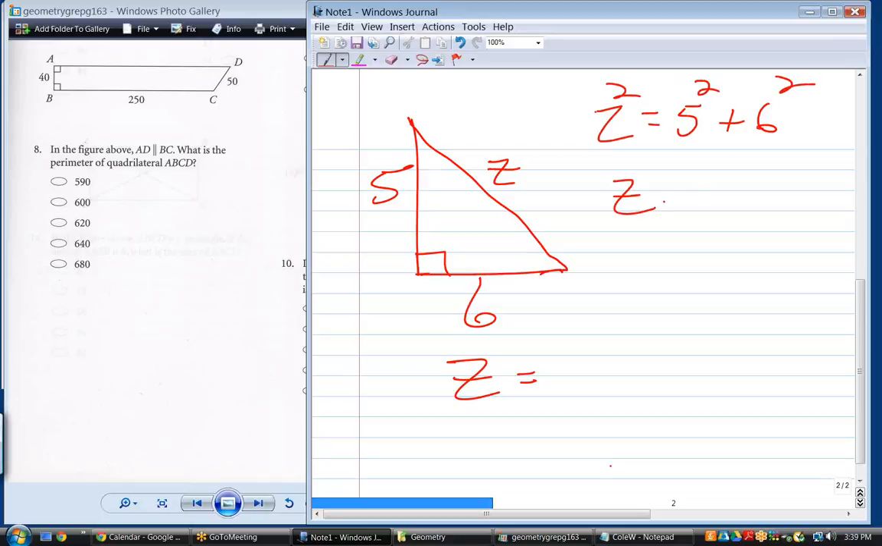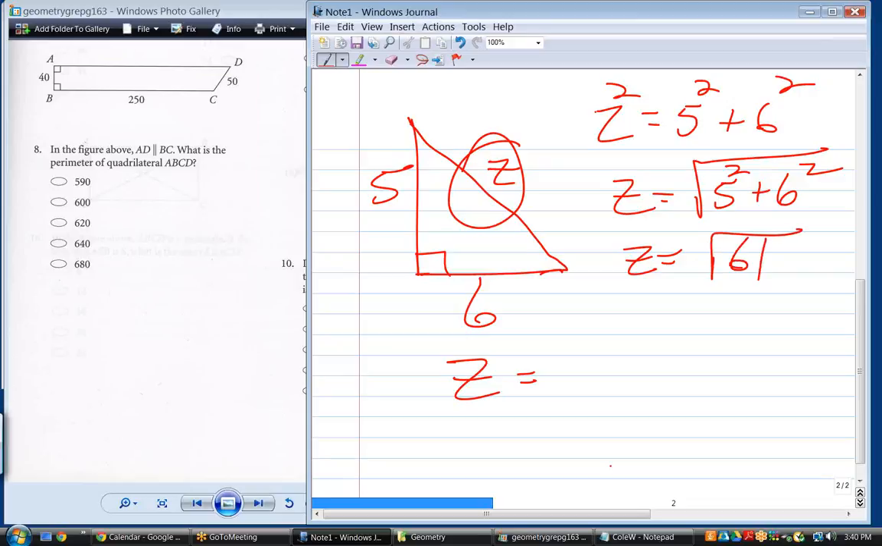So Z is equal to the square root of that. And that's the way you want to memorize it. Any side of a right triangle is always going to start out square root of. Because if you're solving for the hypotenuse, which we are in this case, then Z is going to be the square root of 61.